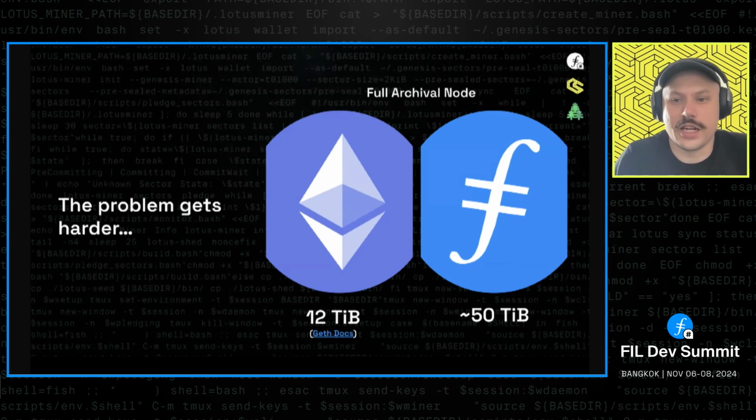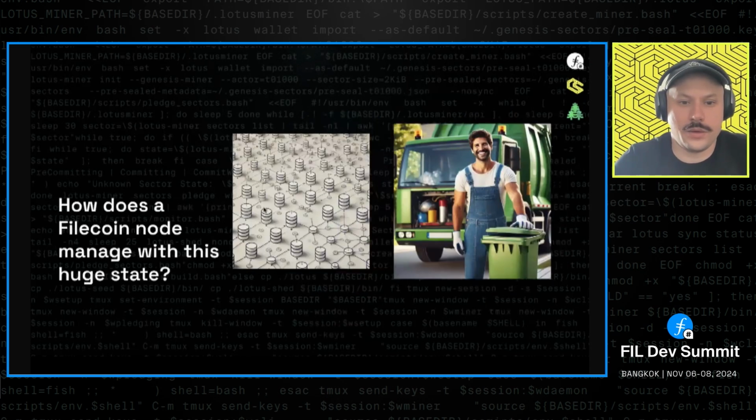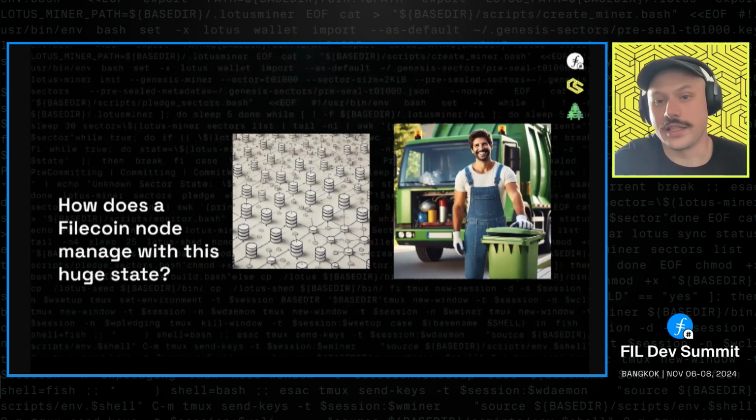It's fairly difficult to run a full archival node on Filecoin. It's just a huge amount of data, and it can be very difficult to actually bootstrap. And in many cases, it's really just the FEVM data that users are particularly interested in, which is really only a small portion of all of this data. And so how do nodes on the Filecoin network actually deal with this?